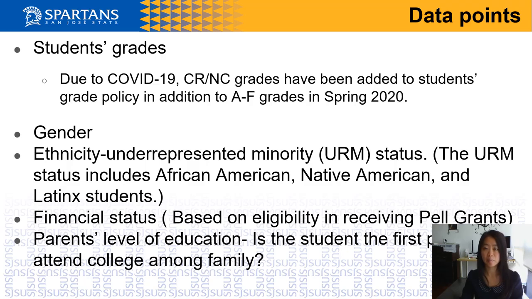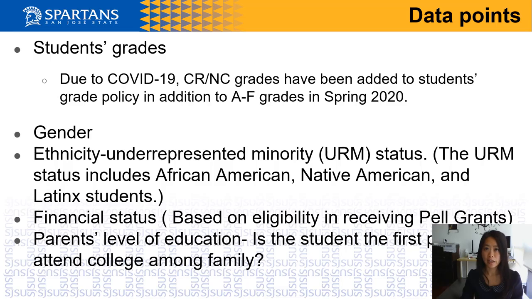Second is gender. We want to see if there is any difference by gender during this COVID semester. Next is ethnicity. By ethnicity, we primarily use 2 different groups. One is underrepresented minority students, as San Jose State defines them, including African American students, Native American students, and Latinx students. The other, non-URM, includes, for example, Caucasian and Asian students and Pacific Islanders.